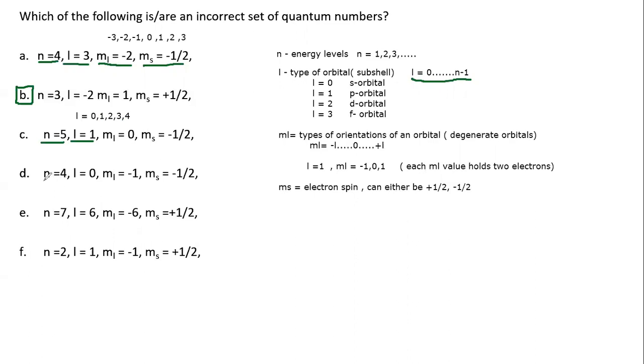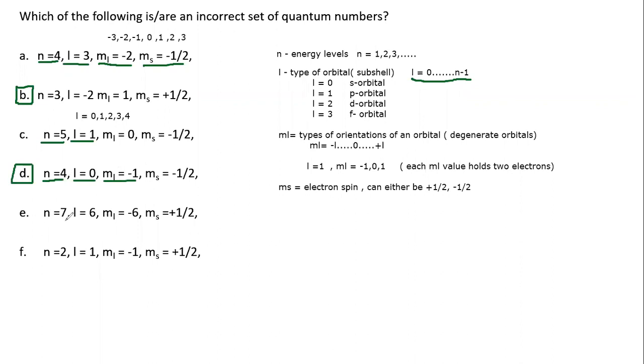We go to D. We have n equal 4, L equals 0. So if n is 4, can L be 0? The answer is yes, because again, L will go from 0 to 3. Now, if L is 0, can m sub L be negative 1? And the answer is no, because if L is 0, m sub L can only be 0. So D, or this set of quantum numbers, would be incorrect.